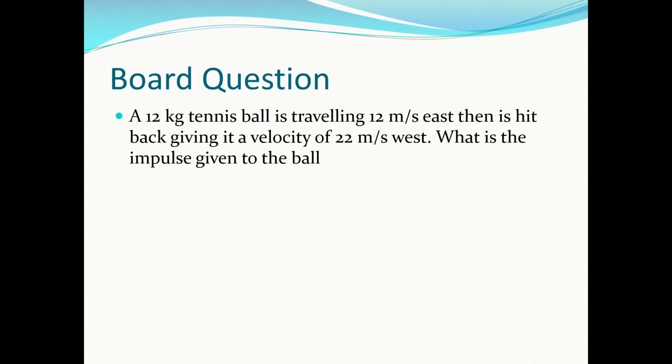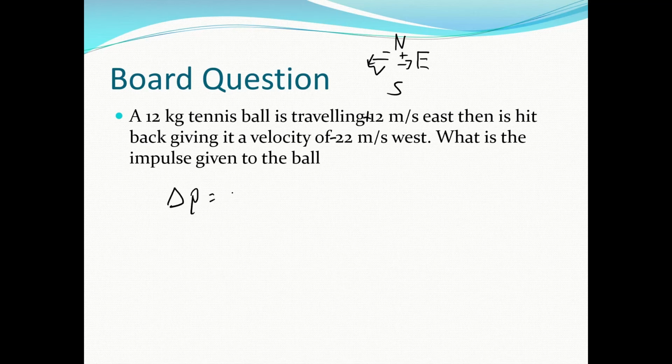So just a couple more questions. So here's a board question for you. Give this a go, pause the video, and see if you know how to do it. A 12 kilogram tennis ball, that's really heavy, is traveling 12 meters per second east when it's hit back and given a velocity of west. So we have east and west here. North, east, south, west. So I'll make the east positive and the west negative. So east is positive, so this is positive. This is negative. What is the impulse?